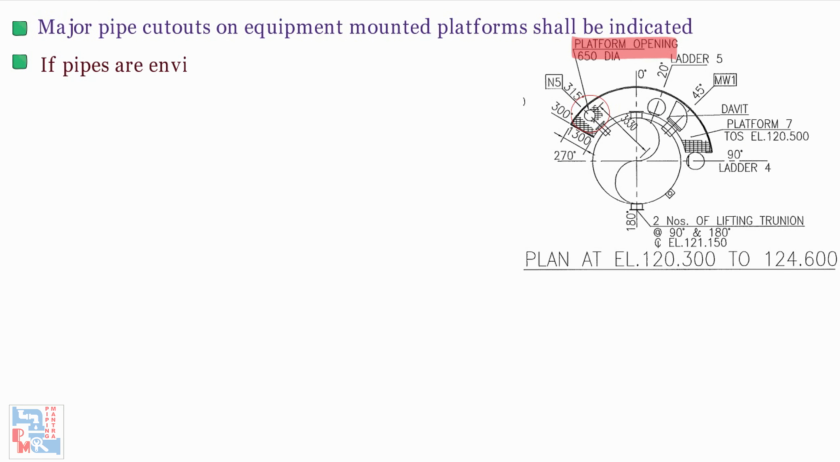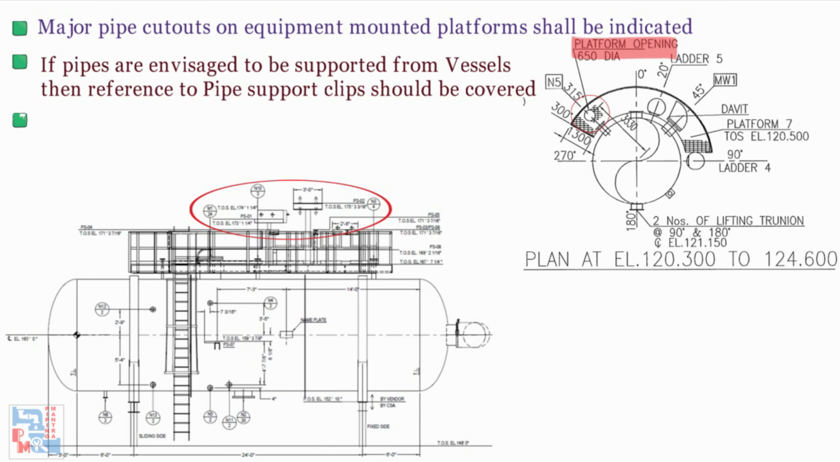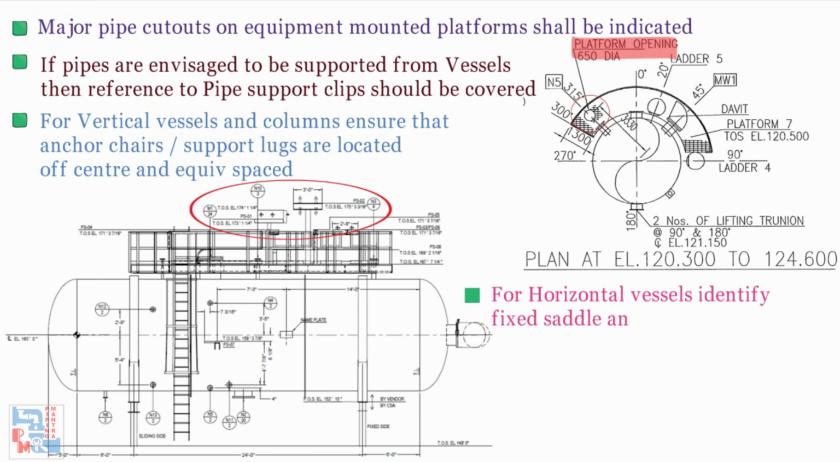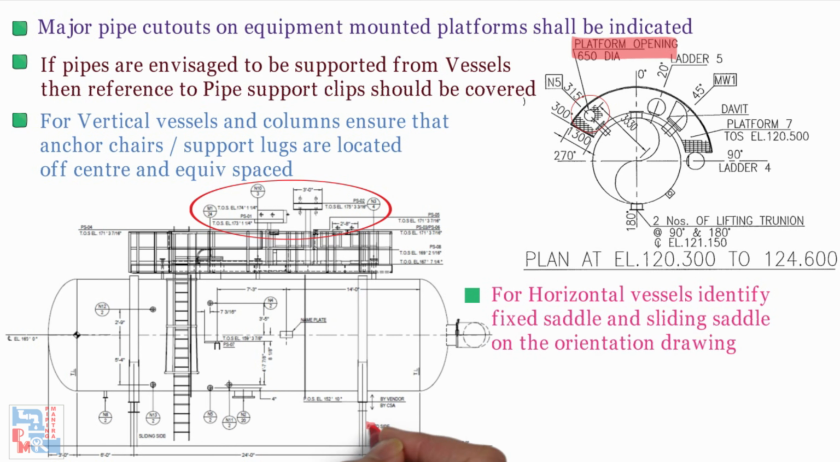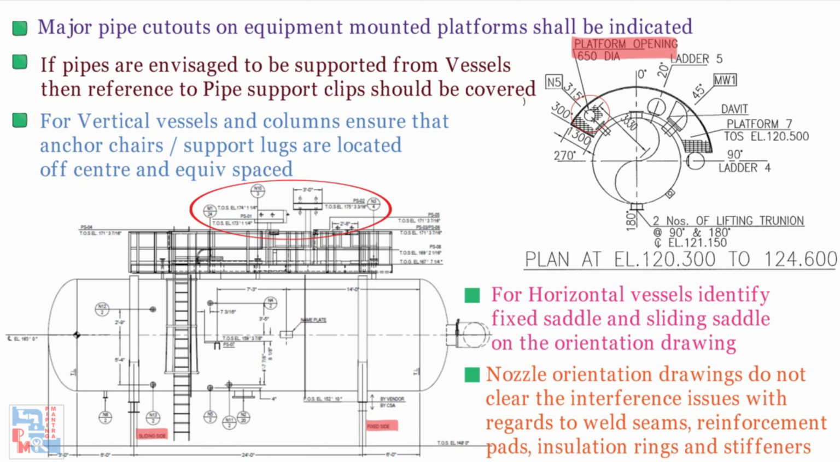If pipes are envisaged to be supported from vessels, then reference to pipe support clips should be covered. For vertical vessels and columns, ensure that anchor chair support lugs are located off-center and equally spaced. For horizontal vessels, identify fixed saddle and sliding saddle on the orientation drawing. Nozzle orientation drawings do not clear interference issues with regards to weld seams, reinforcement pads, insulation rings and stiffeners. These issues will be coordinated and cleared for fabrication by the vessels department.